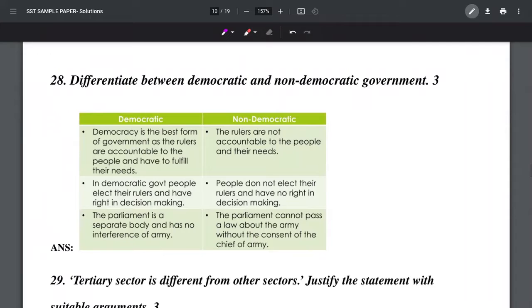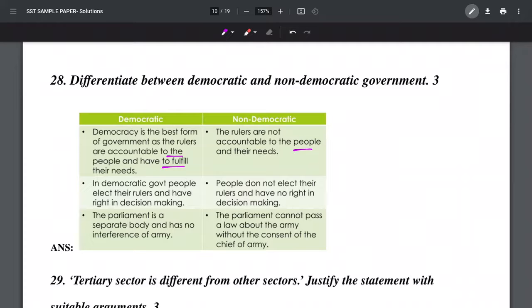Next question is differentiation between democratic and non-democratic government. This is easy, correct? Democracy, we know, is the best form of government. Rulers are accountable to people to fulfill their needs, whatever they want. In non-democratic government like dictatorship or monarchy, the rulers are not accountable. They are not responsible. We will do what we want. You do whatever you want. That way, okay.